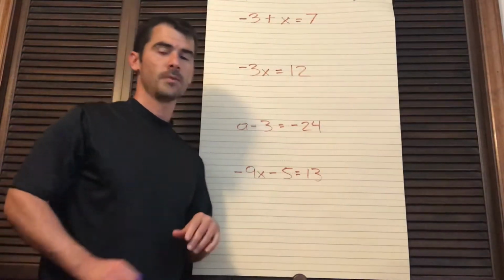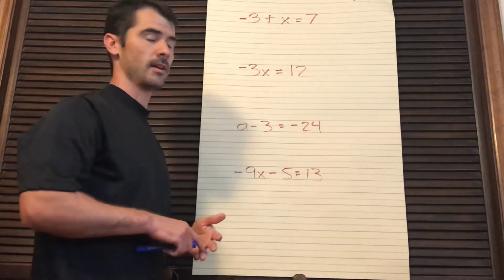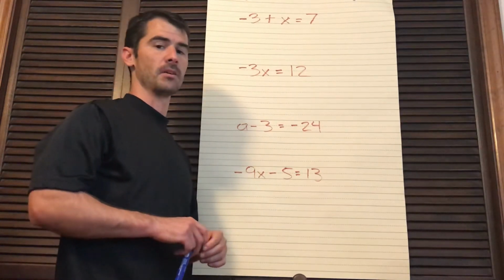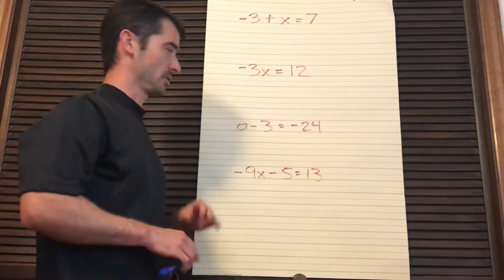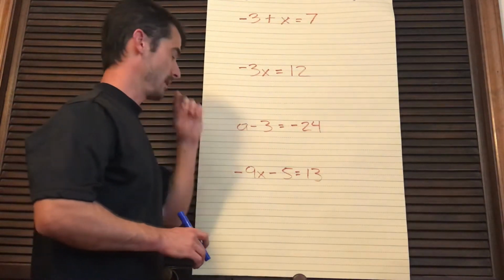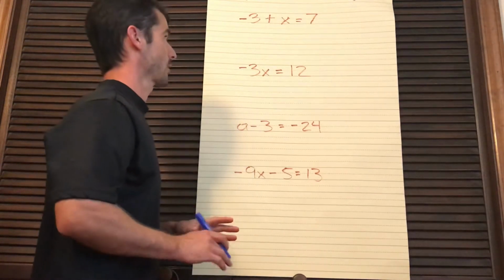Alright guys, we've done a lot of work with problems like this where we're solving for our letter. One of the things we haven't done though is work with the problems when they have some negatives in them. So some of these have negatives, negative variables, some of them do not. I just want to show you the difference and how to work them.